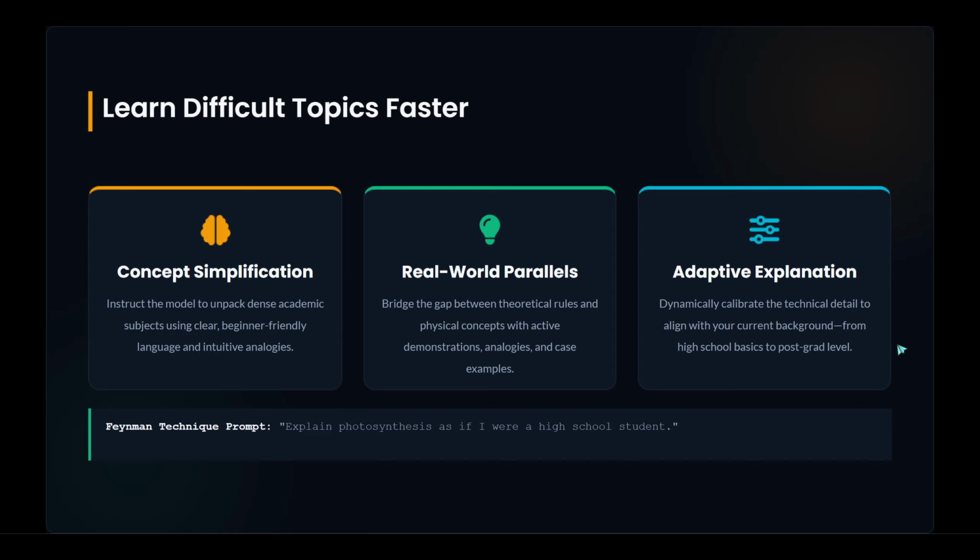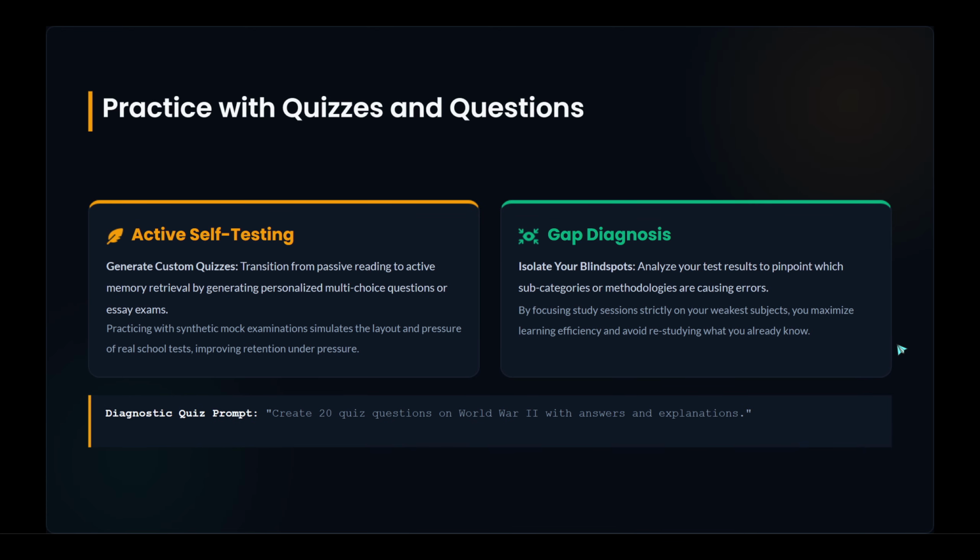ChatGPT is also excellent for practice. After each study session, you can ask it to generate quizzes, multiple-choice questions, flashcards, or short revision exercises. This is a great way to test your understanding instead of just rereading notes. Practicing regularly helps you spot weak areas so you know what needs more attention. For example, you could ask, create 20 quiz questions on World War II with answers and explanations.